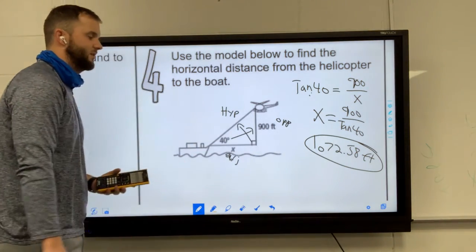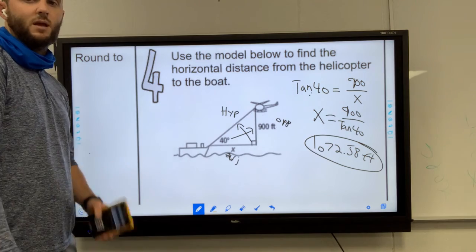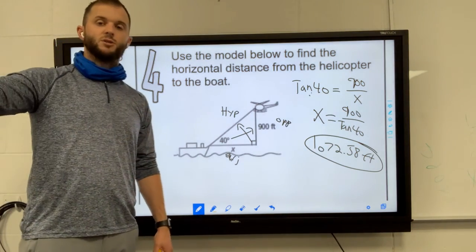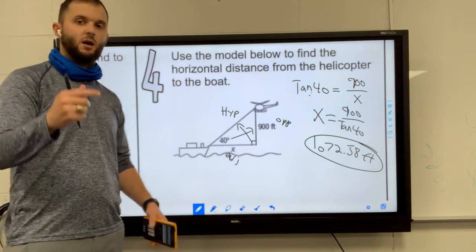So ladies and gentlemen, the horizontal distance from the boat to the helicopter is 1,072.58 feet. Okay? So take this stuff, move it over to your skill check. Let me know if you have any questions, and good luck with it, guys.